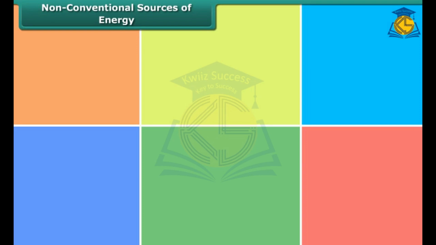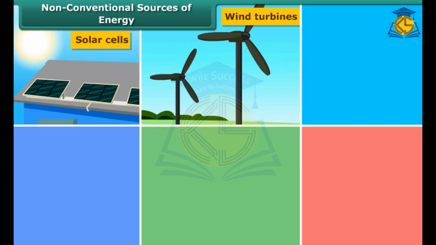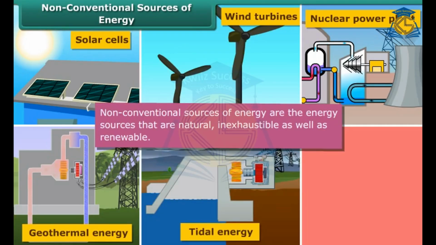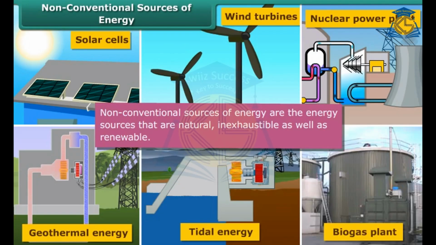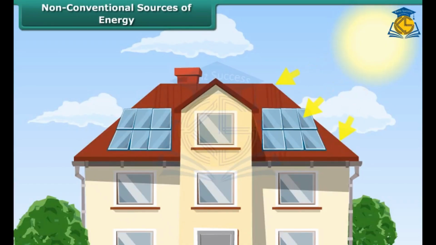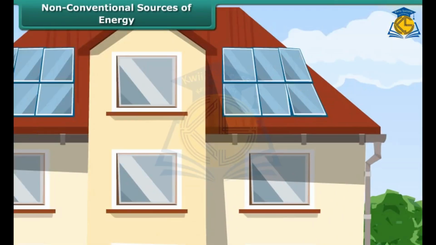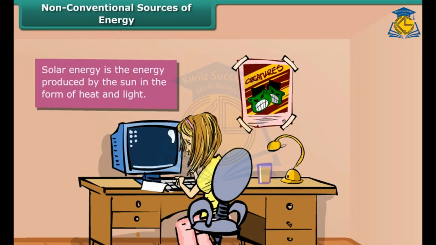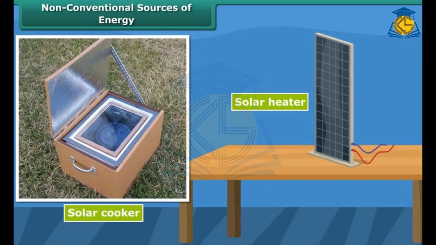Non-conventional sources of energy. Let us see what are the non-conventional sources of energy. Non-conventional sources of energy are the energy sources that are natural, inexhaustible, as well as renewable. Solar energy, for example, is a non-conventional energy. Many solar cells are joined into solar panels to generate electricity. Solar energy is also used in solar heaters, solar cookers and solar dryers.